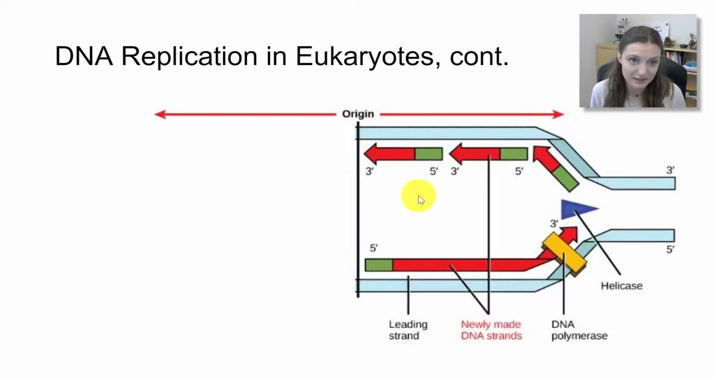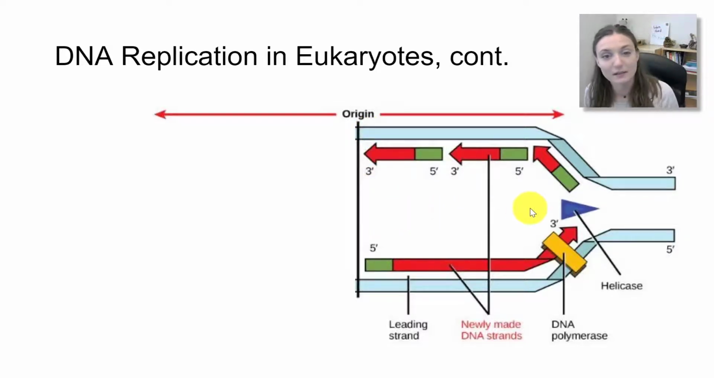So what happens is helicase is going to move a little bit forward. That creates a little space. RNA primase comes in, lays down an RNA primer. DNA polymerase grabs on, creates a short piece until it reaches the end of that replication fork. Then it'll fall off. DNA polymerase will fall off.